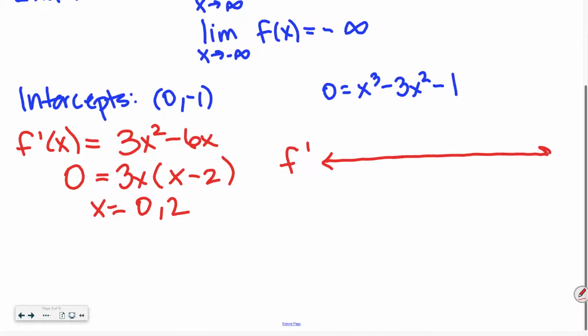So on our number line, we're going to throw a 0 and a 2 on here. Where are we plugging these numbers into? The derivative. We need to figure out, is our derivative positive or negative? So below 0, say -1. If we plug -1 into our derivative, what kind of value do we have? We plug in a number like 1, what kind of value does it have? And then a number after 2, like 3. If we plug 3 into our derivative, what kind of value does it have?